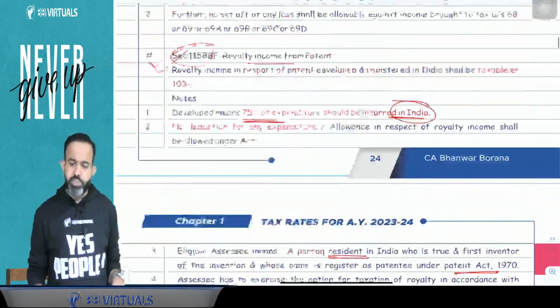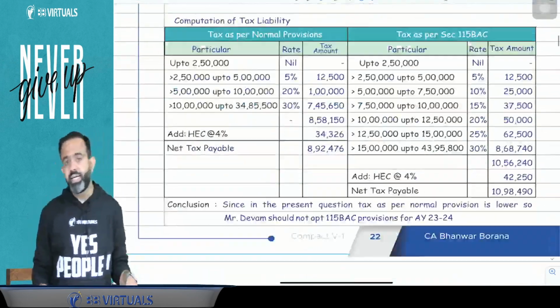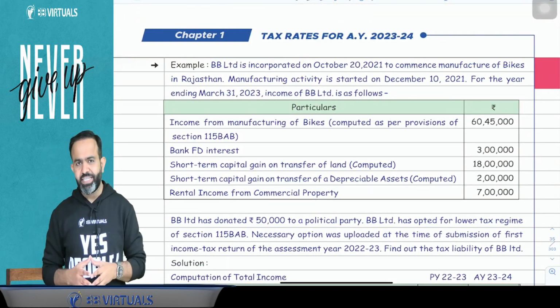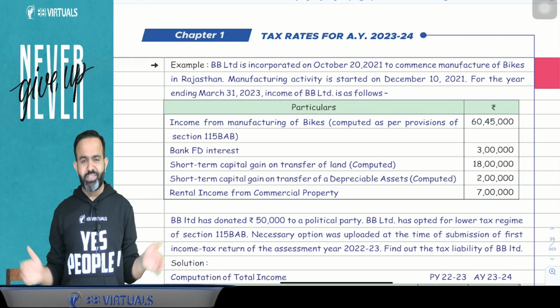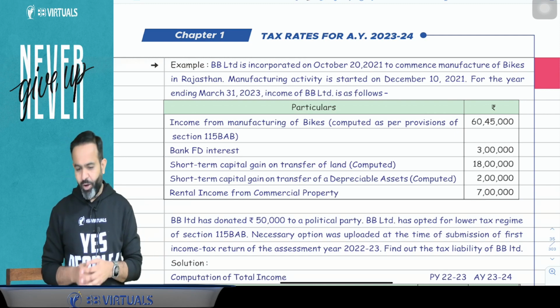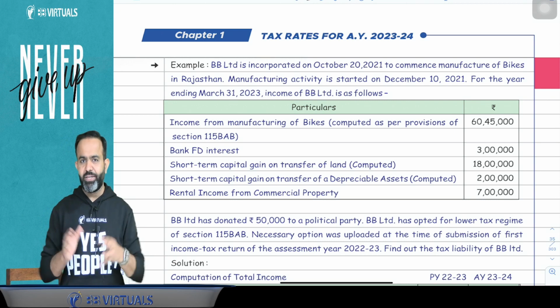So this is the completion of your first topic, that is the tax rates for your examination, assessment year 23-24. So you have to listen to this revision lecture at least 10 times, so that till the examination you can remember all the provisions and do well in your examination.